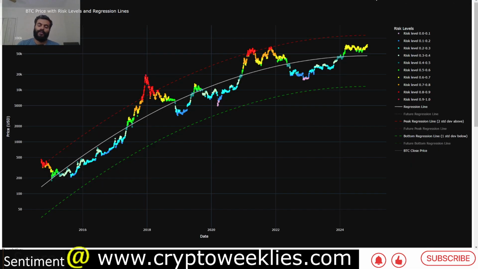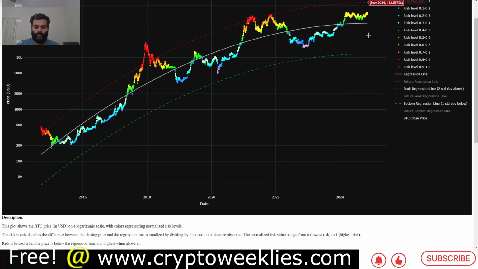And in terms of the dollar cost average model, the second model that we have, which did a great job of identifying the bottom in December of 2022 when the risk was between 0 and 0.1. Per this model, the risk associated with accumulation is slightly higher at around 77%. The 2 standard deviation peak regression line per this model is at around 113 thousand US dollars. Back in 2021, that level was at around $60,000. So per this model, if a $114,000 Bitcoin were to pan out, that would correspond to some sort of a major top for BTC.